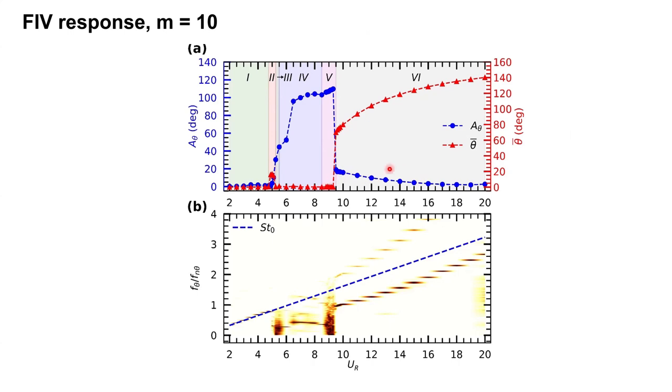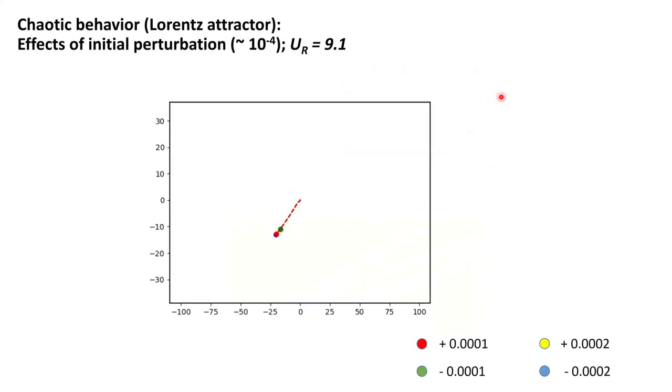Now if you see, we are also plotting this theta mean. This is the mean position. The mean position is slightly deviated here in the second regime, which is the first symmetry breaking, and then all the way it is very small, which means it is oscillating about its mean position. But when the symmetry breaking happens in the last regime, you have a very large theta bar, which means a final symmetry breaking.